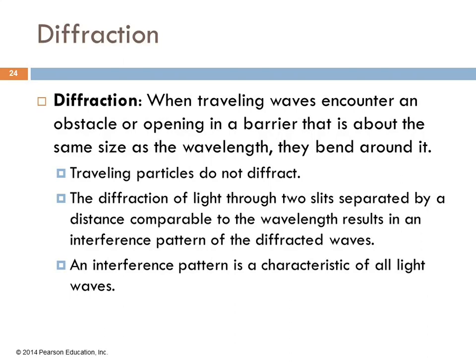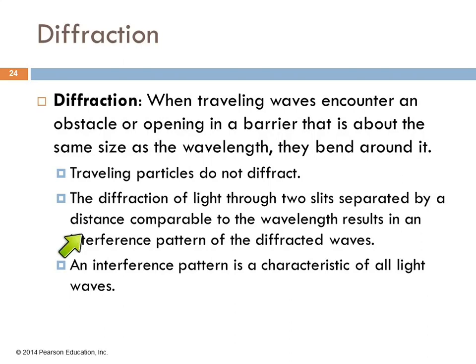Another thing that waves can do is called diffraction. If you have a traveling wave that encounters an obstacle or an opening in a barrier that is roughly the same size as the wavelength, the wave will bend around it. And this is really kind of crazy, but waves do this. Traveling particles do not diffract. A traveling particle will either go through the hole or it will hit the obstacle, right? But the waves will actually bend around.